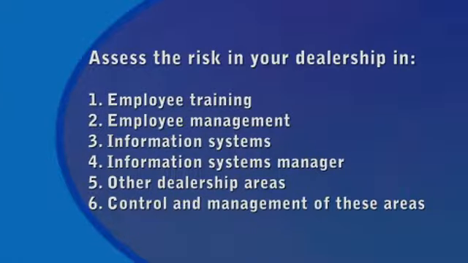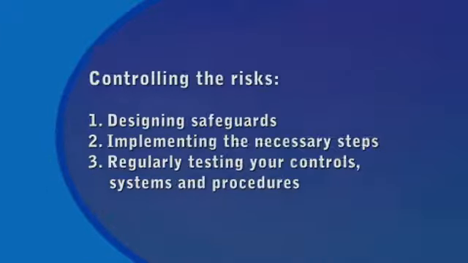Assess the risk in your dealership in, number 1, employee training. Number 2, employee management. Number 3, information systems. Number 4, information systems manager. Number 5, other dealership areas. And finally, number 6, control and management of these areas. Controlling the risk identified in the dealership assessment. Number 1, designing safeguards. Number 2, implementing the necessary steps. And number 3, regularly testing your controls, systems, and procedures.